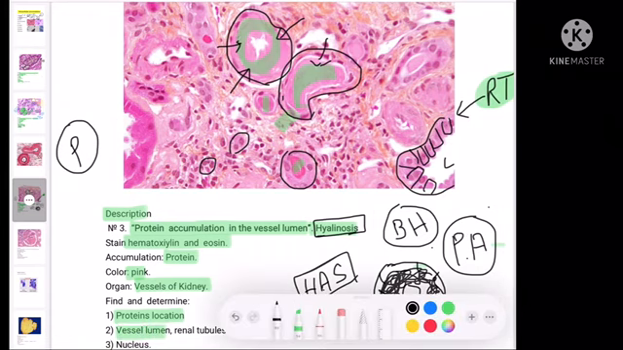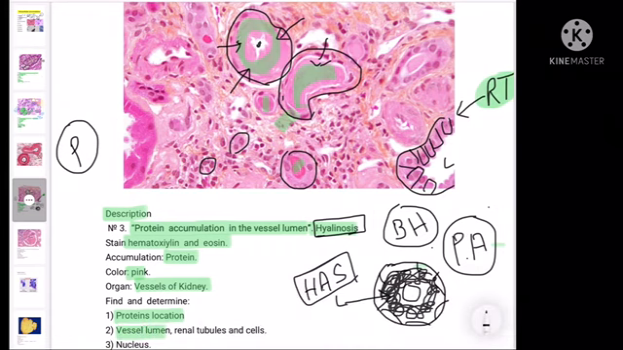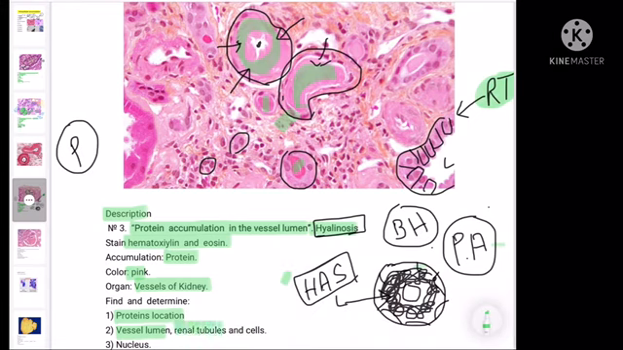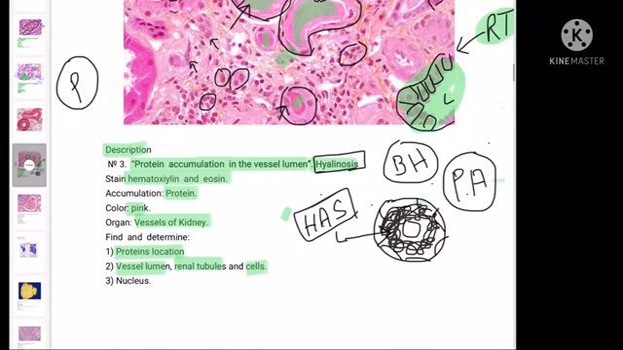The vessel lumen. This one is the vessel lumen. Show the renal tubule. This one is the renal tubule. Cells. All these are the cells. And the nucleus. All these dark colored things are nuclei. Now let's go for the second image. This is again the protein accumulation.